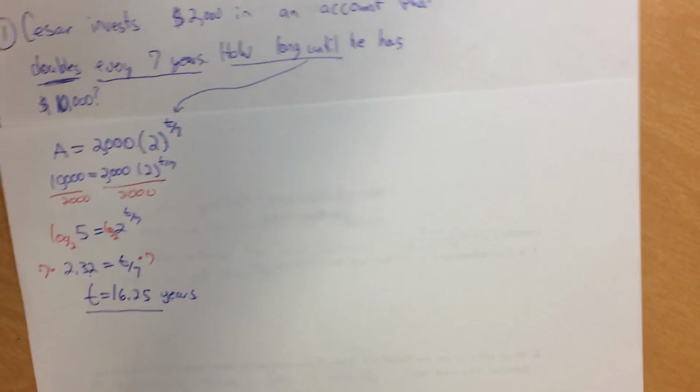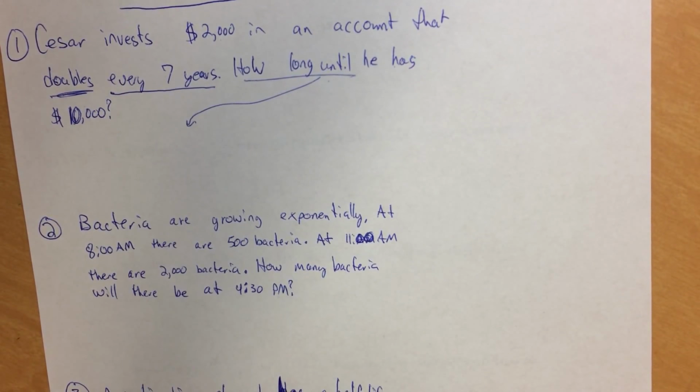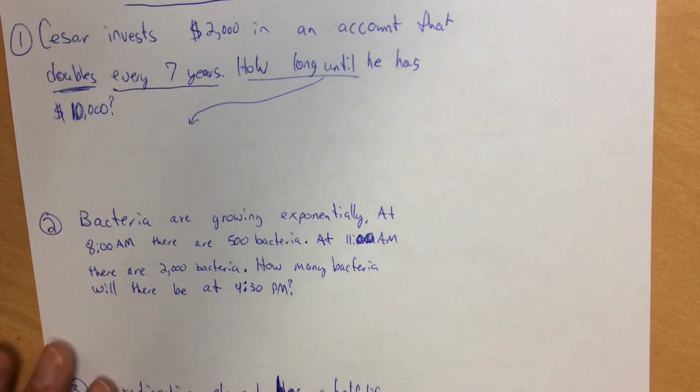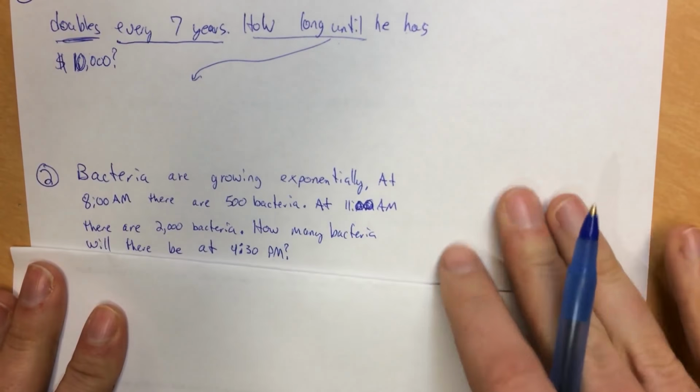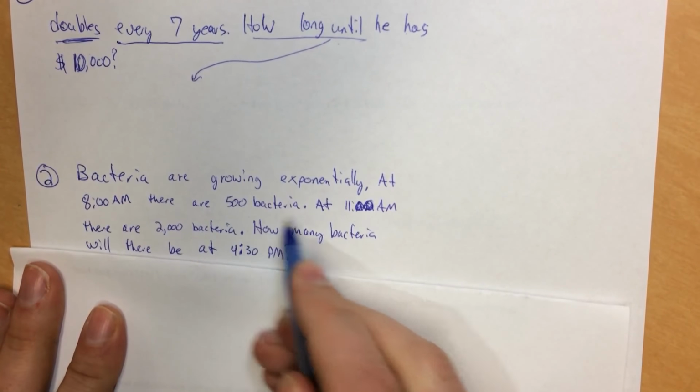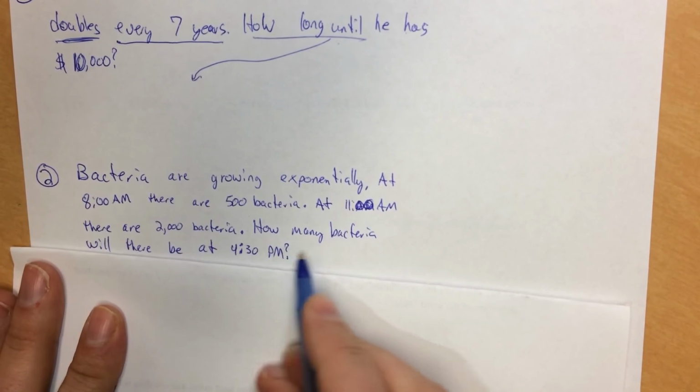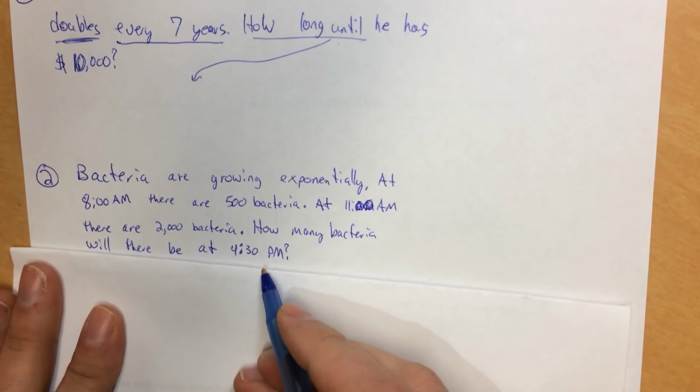Okay, so our next problem, go ahead and pause your video as you write this down. Bacteria are growing exponentially. At 8 a.m. there are 500 bacteria. At 11 a.m. there are 2,000 bacteria. How many bacteria will there be at 4:30 p.m.?